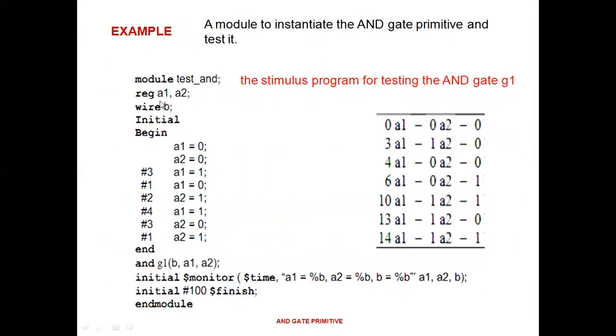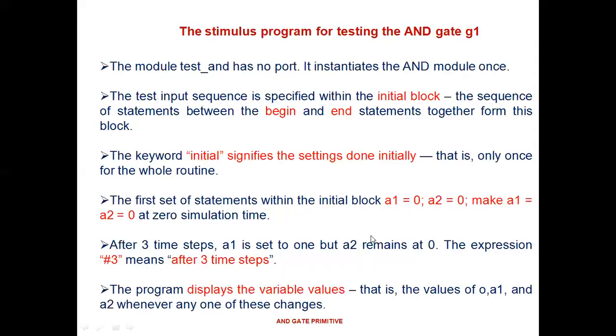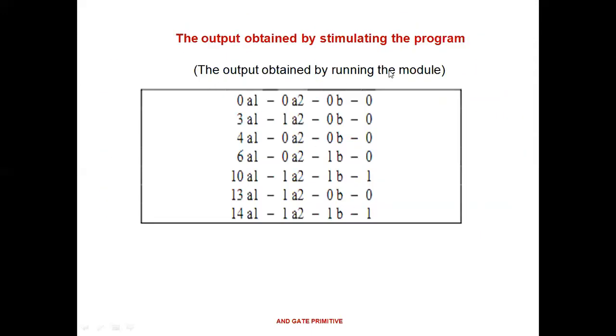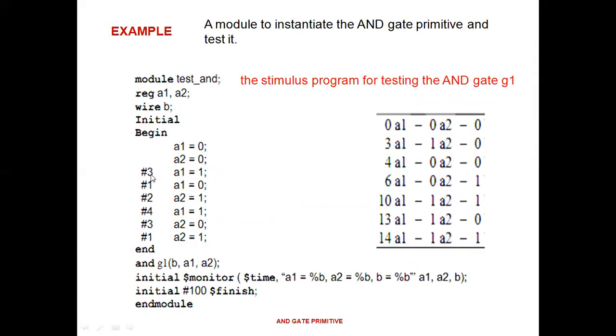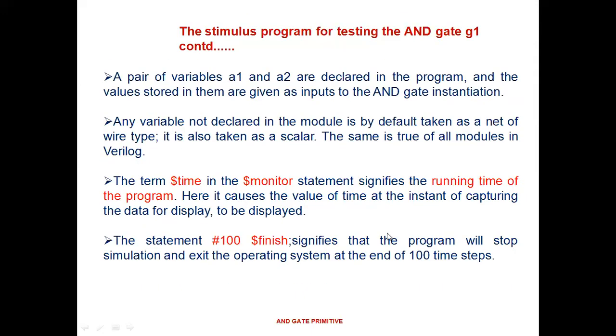So after running this program, how are we getting the output? This is nothing but the simulated output. This is the simulation time, the running time of the program: 0, 3, 4, 6, 10, 13, maximum 14. So how did you get this? By adding all these things, 0 to 14.